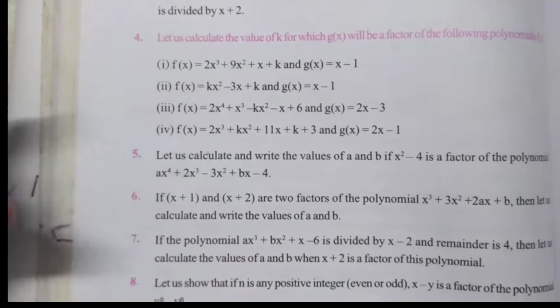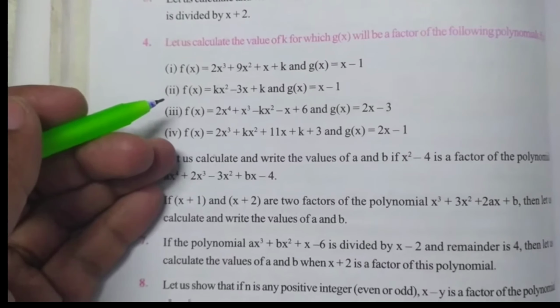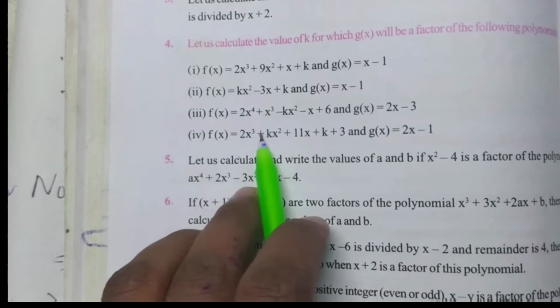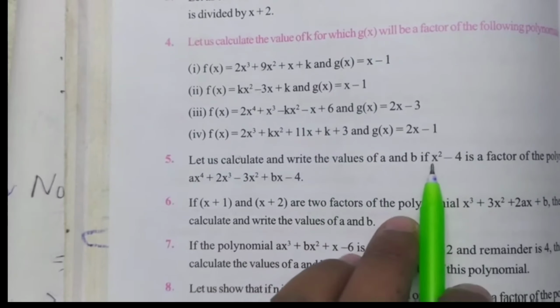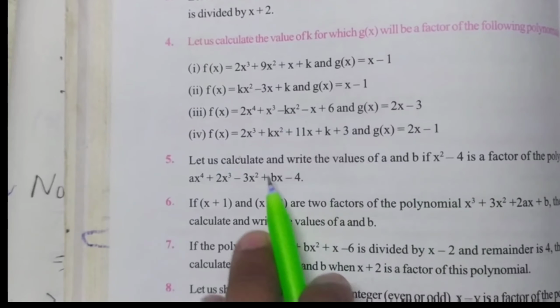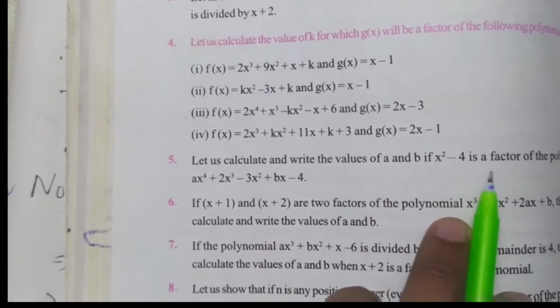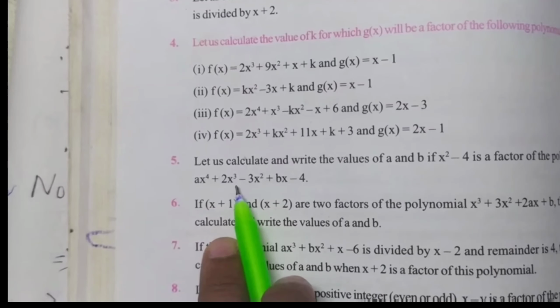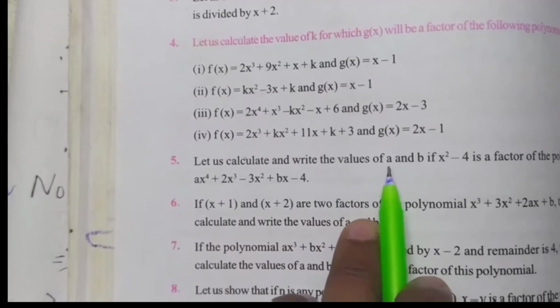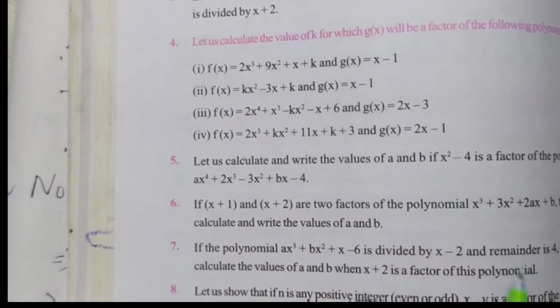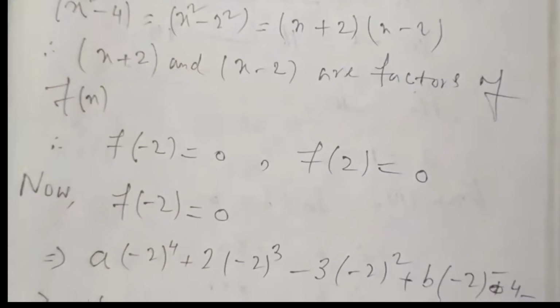Before this we were concerned with whether g(x) is a factor of f(x), but in this question x square minus 4 is given as a factor of this polynomial, and we have to find a and b. So let's see how it is solved.